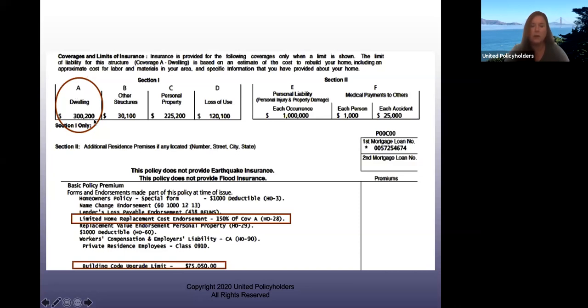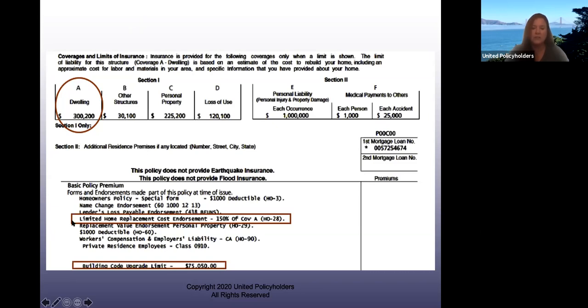So this is coverage A, dwelling. This is your other structures, your detached garages, your fences. Each policy has a different definition for other structures, so you have to look at your policy. And then we have personal property and loss of use.